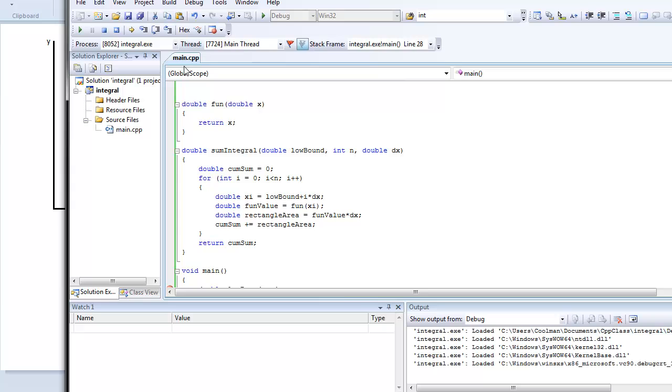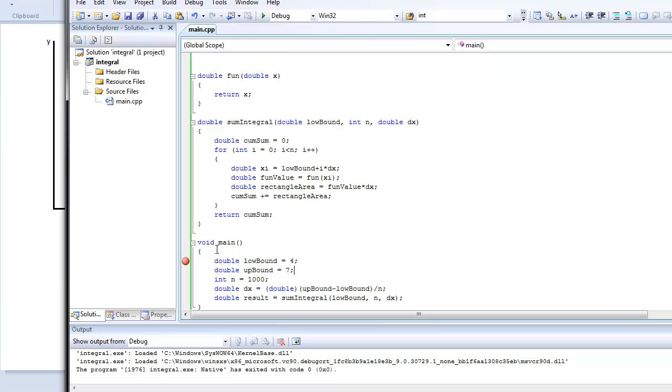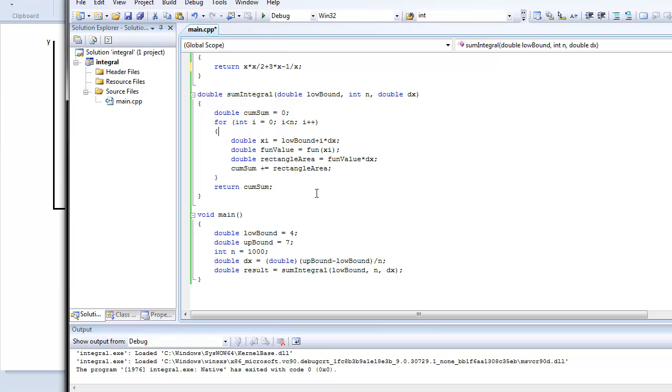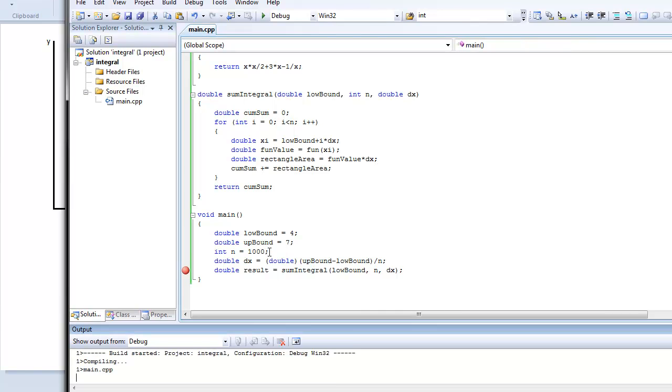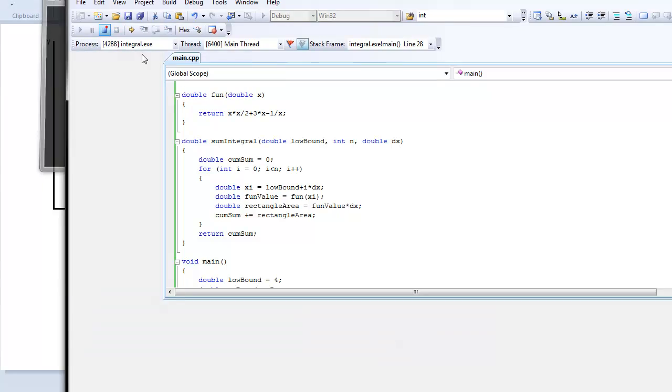If we try to use it for some more complicated function, say x squared divided by 2 plus 3x minus 1 divided by x, something like this, it should also work. Okay, let's put it into Wolfram Mathematica.